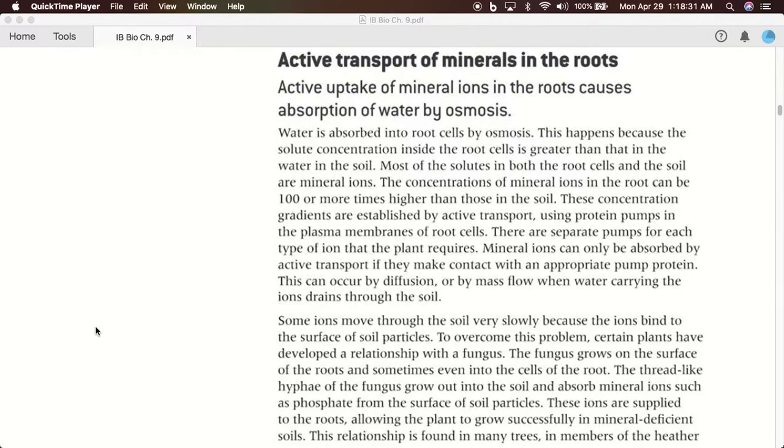We also need to get minerals from the soil. And the way that that's going to happen is mostly through active transport. So there's protein pumps in the root cells of plants that pump different ions and minerals from the soil into the plant. So maybe things like phosphorus or magnesium, those are going to have protein pumps that transfer them from the outside soil into the root cells.